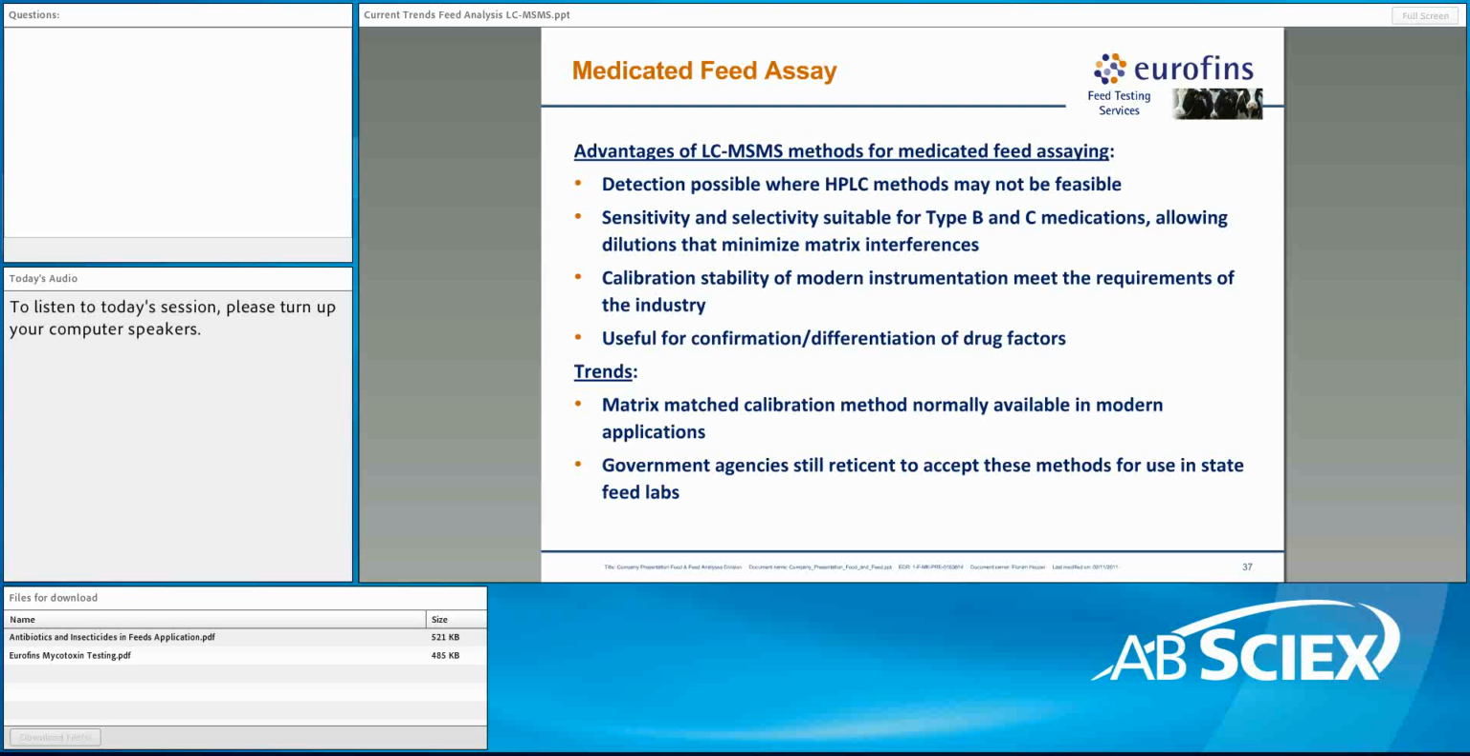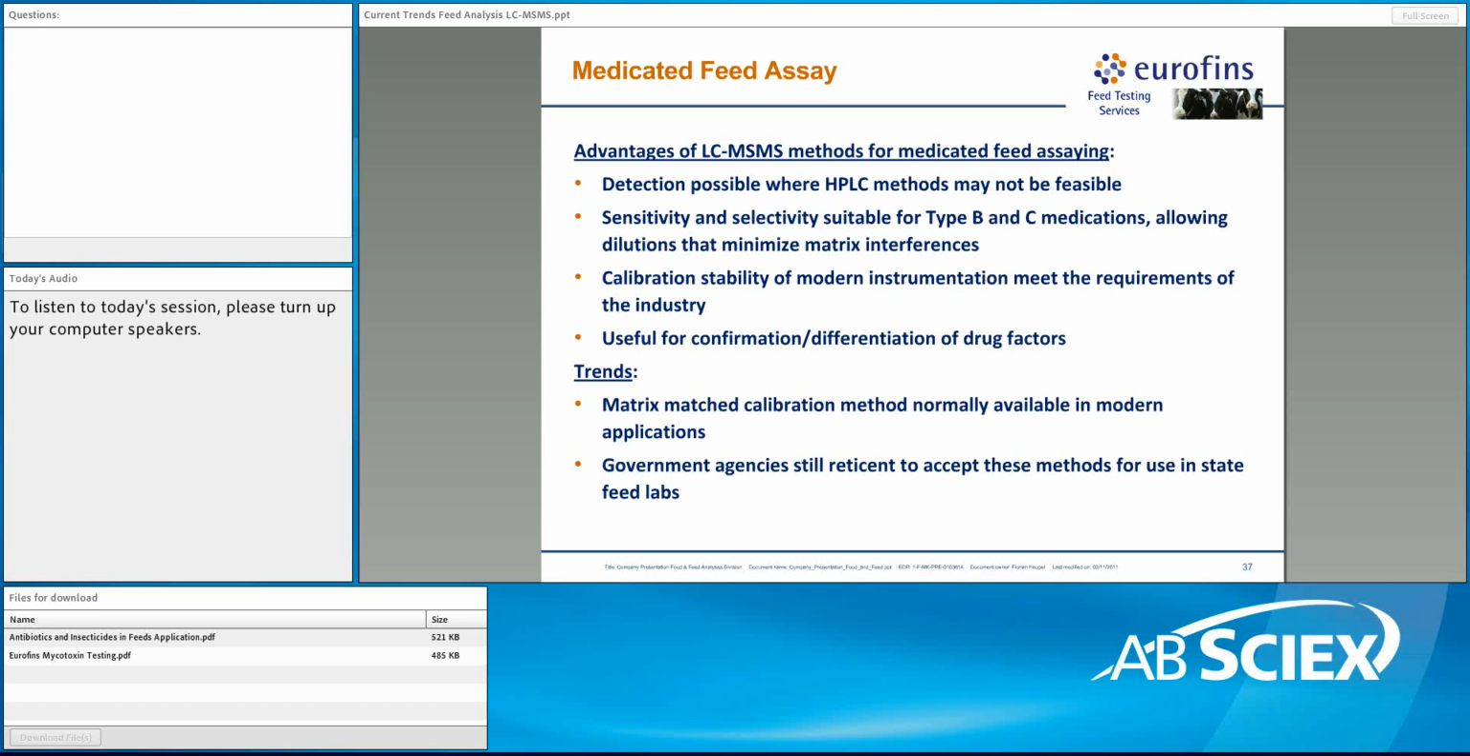The sensitivity and selectivity is suitable for type B and type C medications, allowing dilutions that minimize matrix interferences. The calibration stability of SCIEX instruments is very well known. These instruments are very rugged and capable of meeting the requirements of the medicated feed industry.